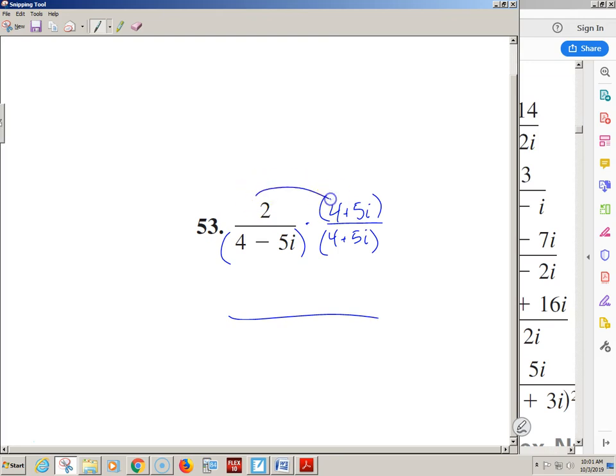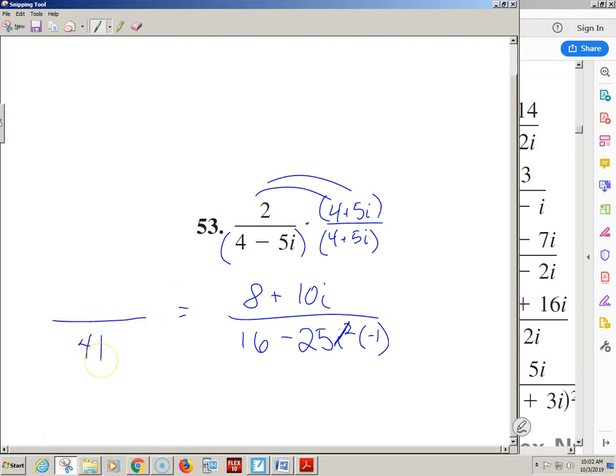Oh, you're doing the top. I'm sorry, I went to the bottom first. Yeah, 8 plus 10i. How about the bottom number? 16. We'll get there. Minus 25i squared, and what do we do to that i squared? You make it a negative 1. And so 16 minus negative 25 is positive 41. Now pause. This is not a plus bi form, but it's so close.